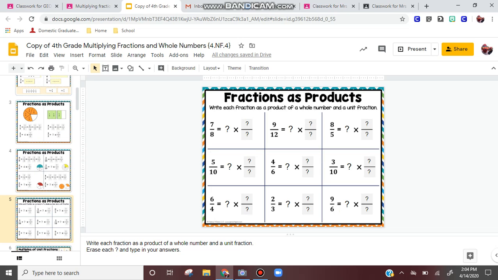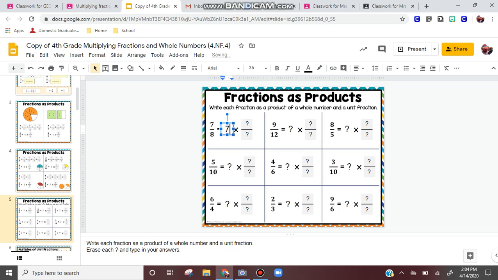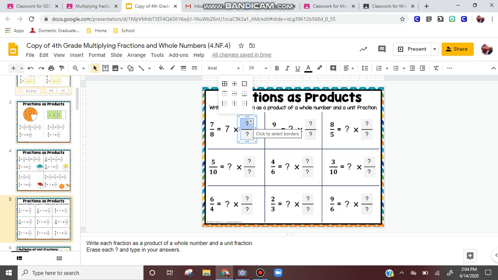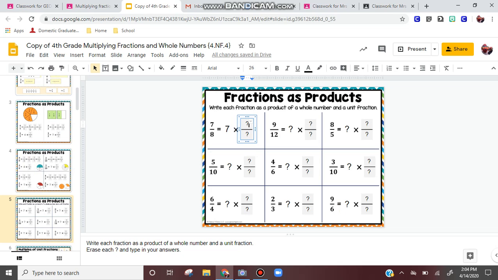So now you're just trying to figure out 7/8, which should be the same as 7 times 1/8. So I took 7/8 and I made a unit fraction, which would be 1/8, and then I can multiply it by 7, because 7 times 1 would be 7. Okay, so that's that slide.